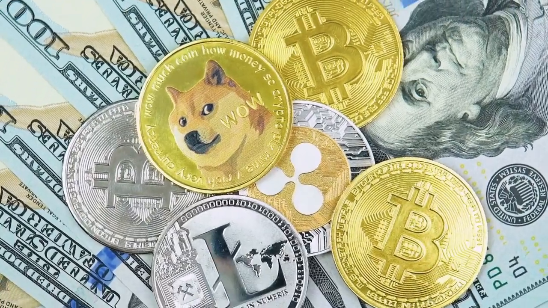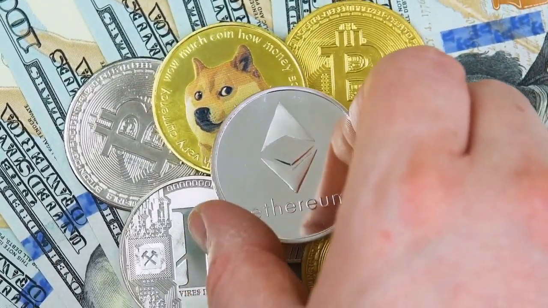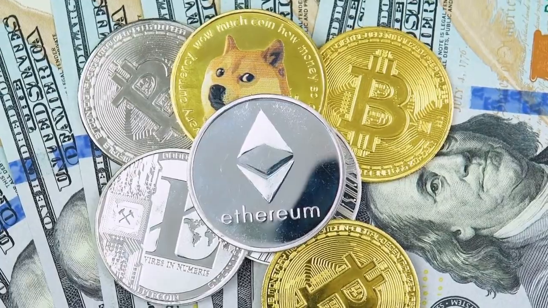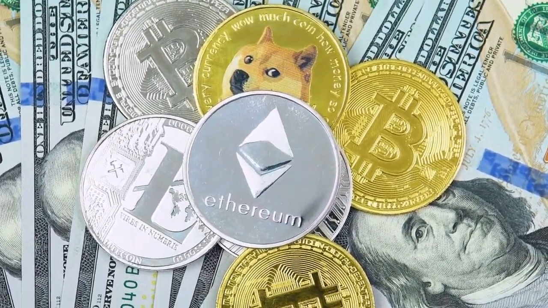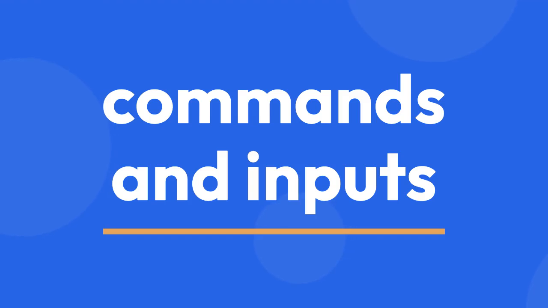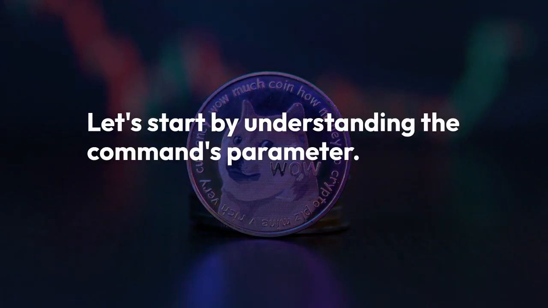The execute function is essentially the heart of the universal router, acting like a master controller for all your on-chain interactions. It takes two main parameters, which might look intimidating at first, but are quite logical once you break them down: commands and inputs. Let's start by understanding the commands parameter.